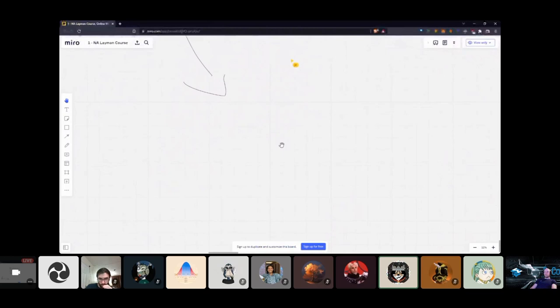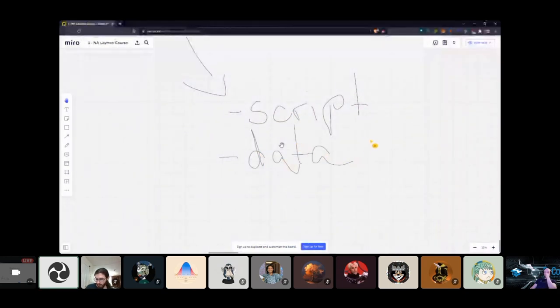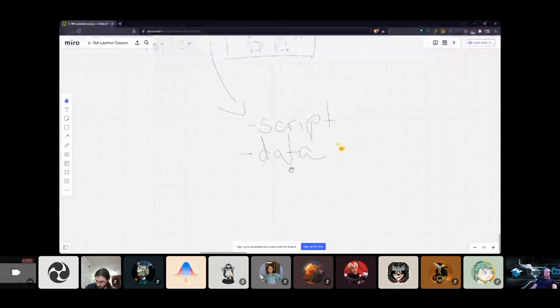It has a script and metadata attached to it. Okay, I'll take that. I'll write down script. Let's say that metadata works. Anyone else?